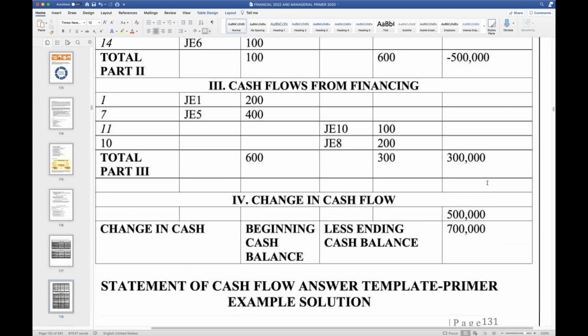Okay, any questions? In the beginning, cash would have been the 200,000 we put in, less the 700 in it. But the 500 is the key. That's the end. Yes, Professor.